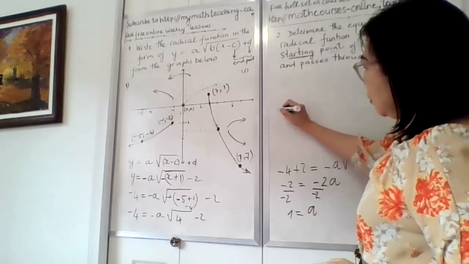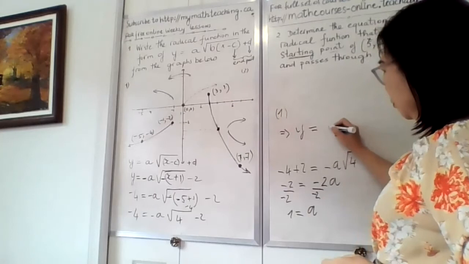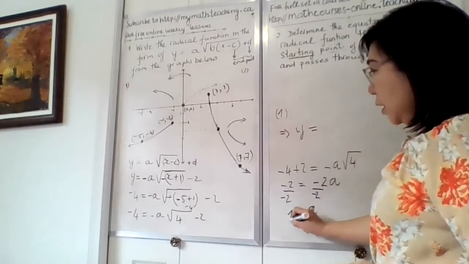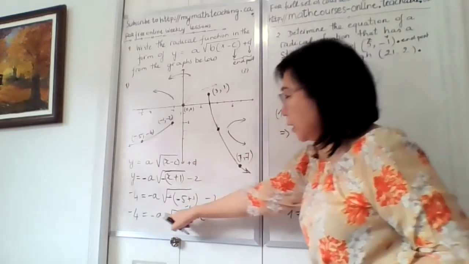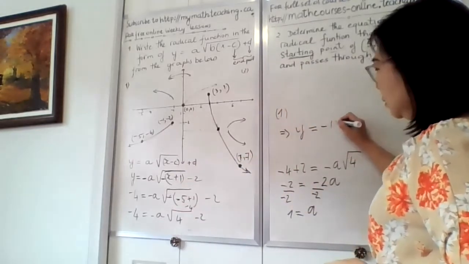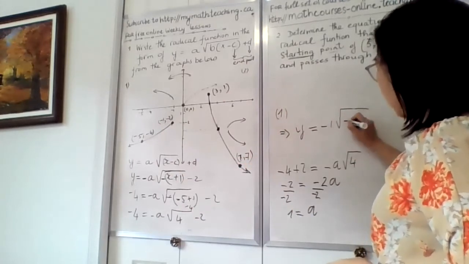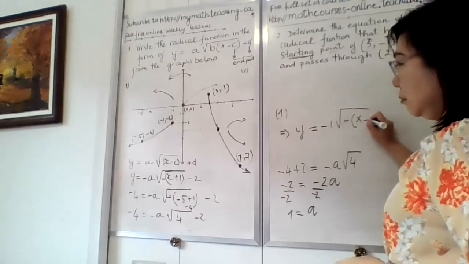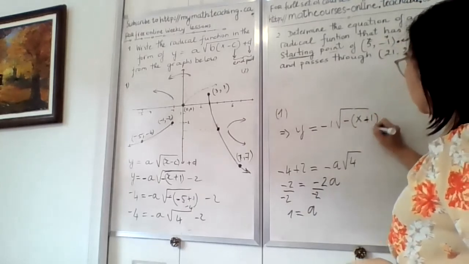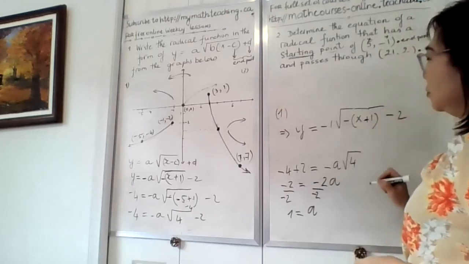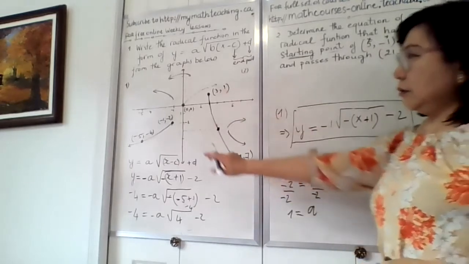So substitute into the equation, we'll write this first equation as Y equal 1 for A, but remember, because we're talking about the shape here, we have reflection. So this side is still there and A equal 1. That minus 1 square root of minus X plus 1, and outside minus 2. So this is the final equation after we write for the first function.